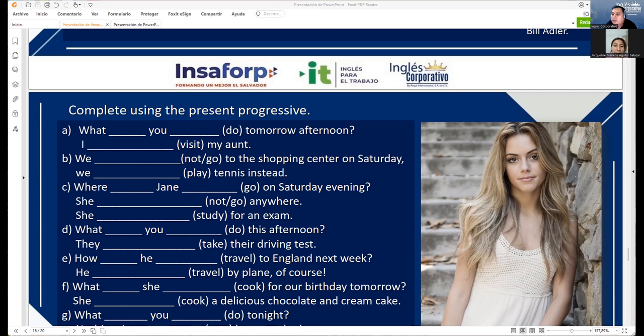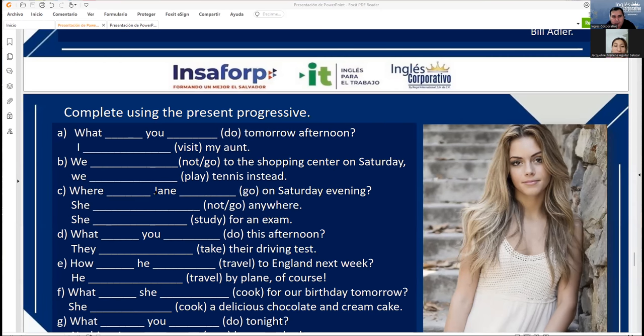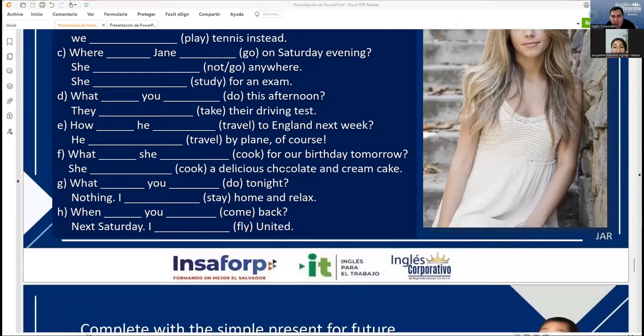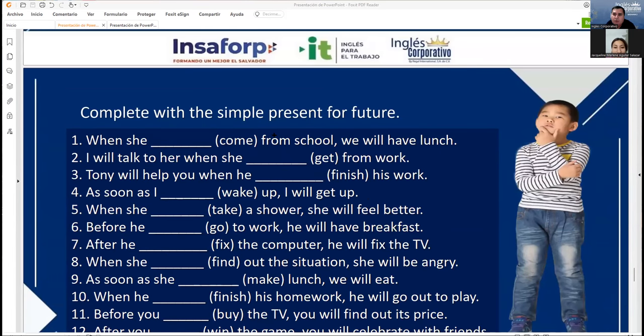Entonces, por ejemplo, mire, de la letra C, con esos ejemplos que están, donde dice, where Jane go on Saturday evening. Where is Jane? No, where... ¿era going? O si no, era where does. No, es que si es presente simple, usar does.